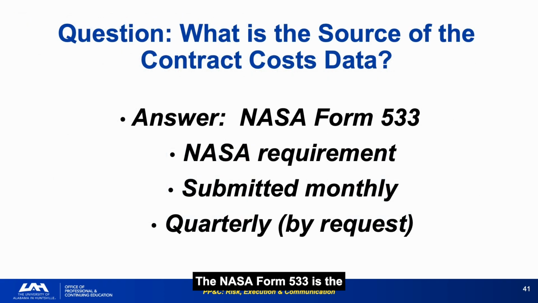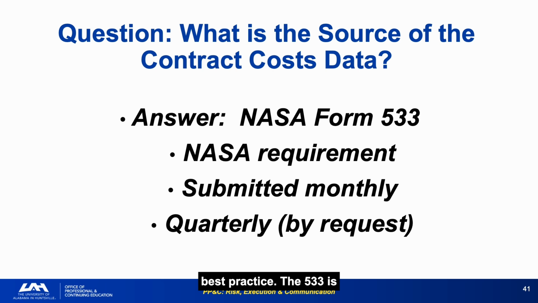The NASA Form 533 is the primary monthly cost reporting mechanism for cost reimbursable contracts, received monthly as standard and available quarterly upon request. The quarterly 533 contains more detail than the monthly version and is an excellent resource during PPB budget formulation. Proactively requesting it at the start of the budget season is a best practice.